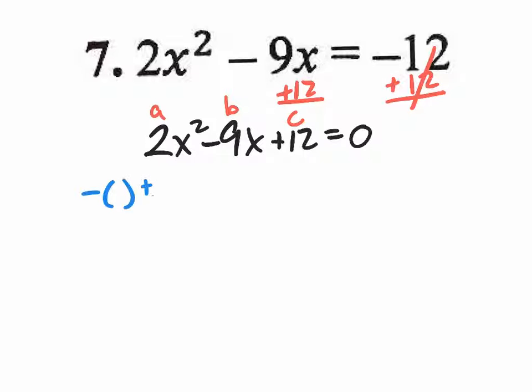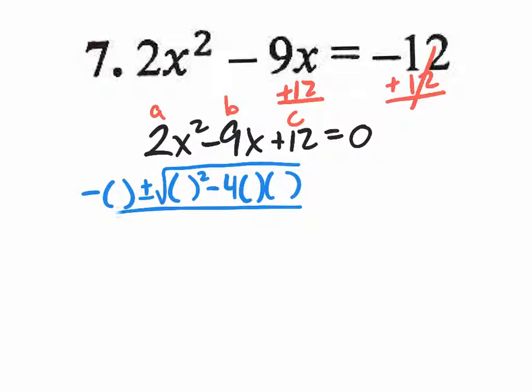Negative b plus or minus the square root of b squared minus 4 times a times c, all divided by 2 times a. Our b value is negative 9, put that right here and right there. Our a value is 2, put that on the bottom and up here. And our c value is 12, put that at the very end on the last parenthesis.